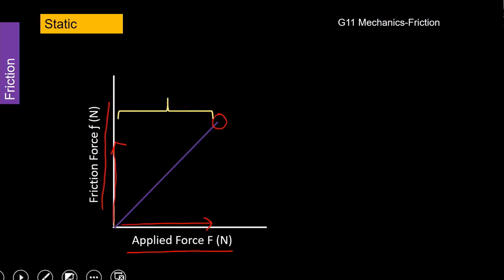So here I have this section from the naught value to over here, to where we finally reach the maximum static friction. And this part is equal to the applied force. So as the applied force increases, so the static friction increases, and we get this relationship here.